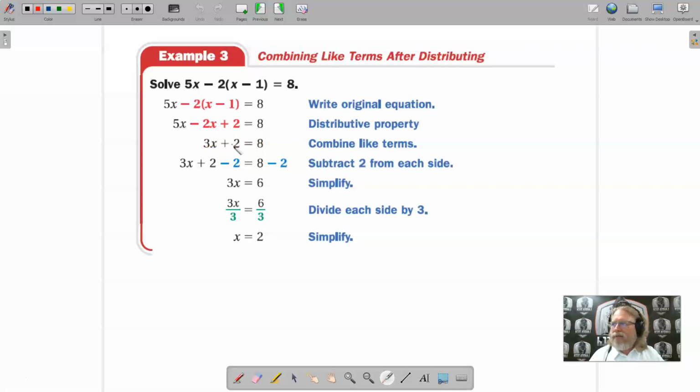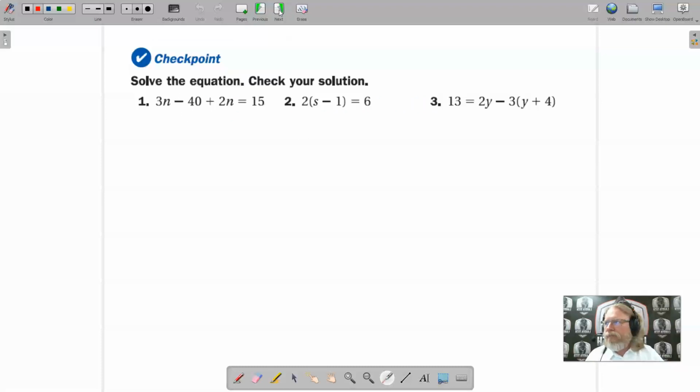Now we need to get rid of this positive 2. We're going to do that by adding a negative 2 or subtracting 2 from each side. What we do to one side, we do to the other. The positive 2 and negative 2 are going to cancel each other out because they equal 0, and we just have the 3x. 8 minus 2 is 6. Now the 3 is tied to the x through multiplication, so we're going to divide by the number we wish to get rid of, which is 3. What we do to one side, we do to the other. The 3s are going to cancel each other out, leaving us with x, and 6 divided by 3 is 2. So our solution is x equals 2.